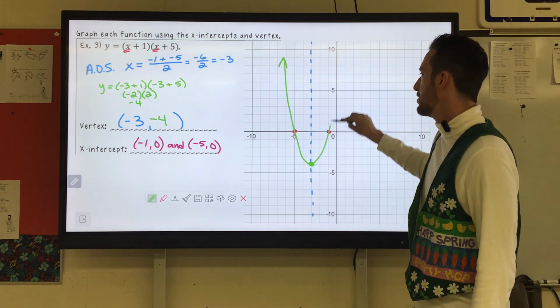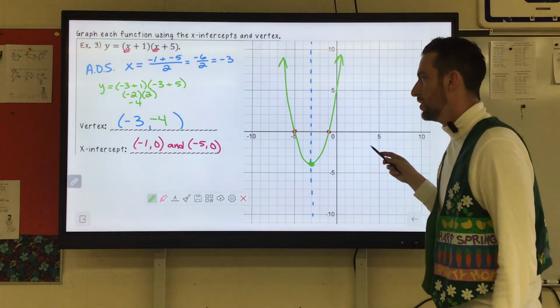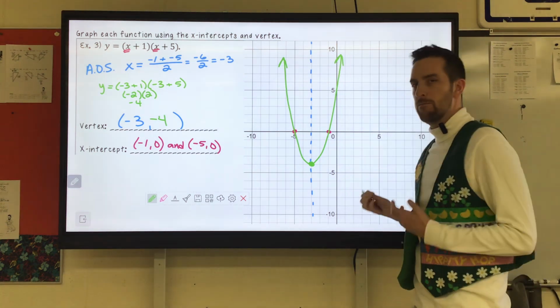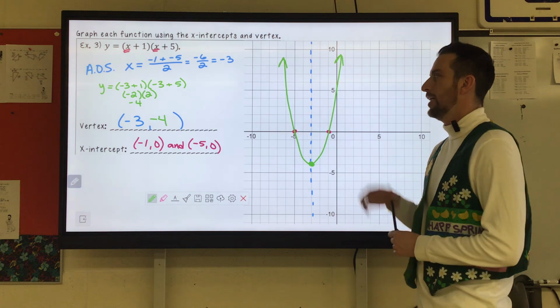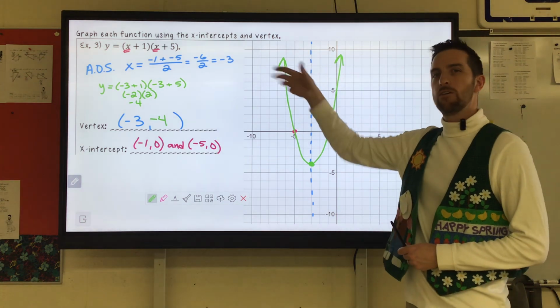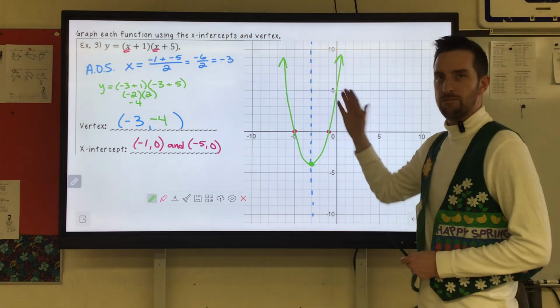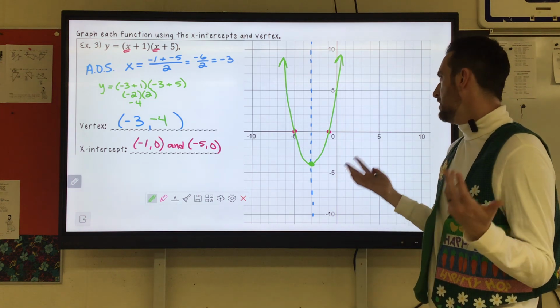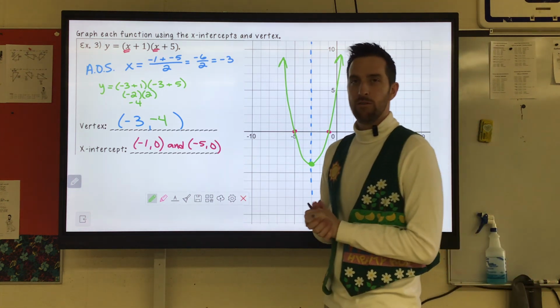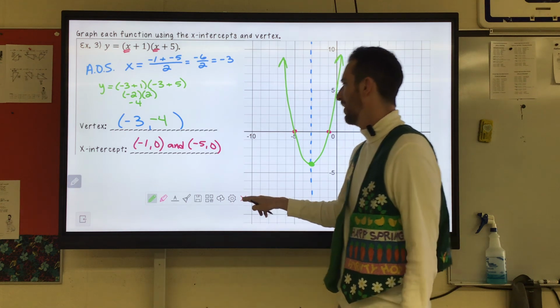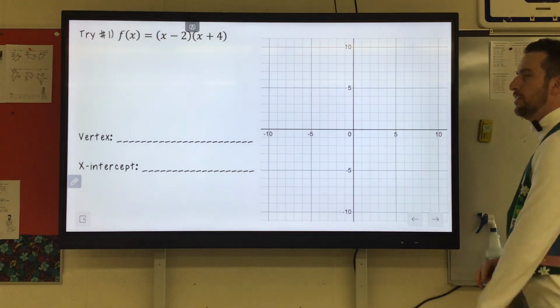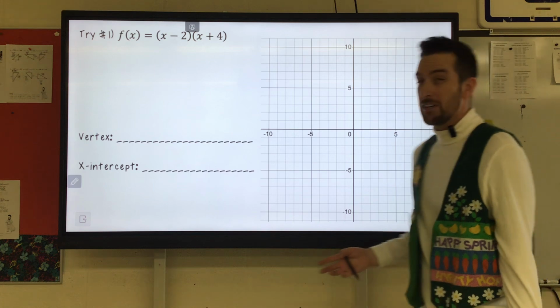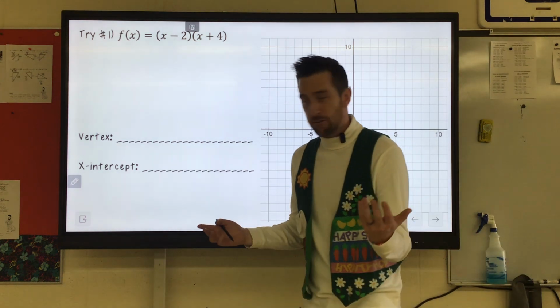Now, if you actually needed to get more points on there, you could choose other numbers to put in for x, solve it, and get a corresponding y-coordinate. And then you could reflect it across the axis of symmetry. It's a little beyond where we need to be today, but it might be something we do in the future. There's one for you to try here. It's all factored up. I'm not really going to talk through this one, but feel free to try this one out here.